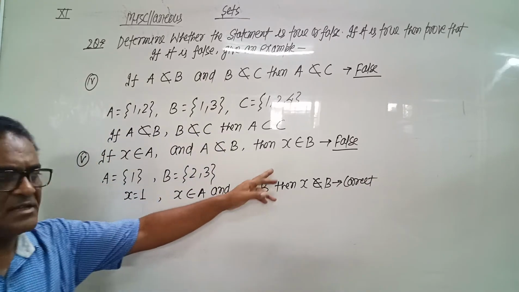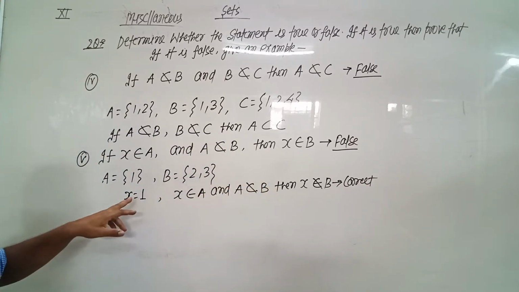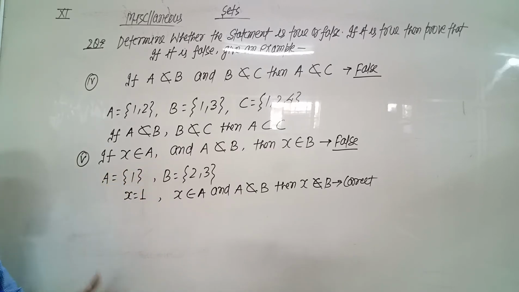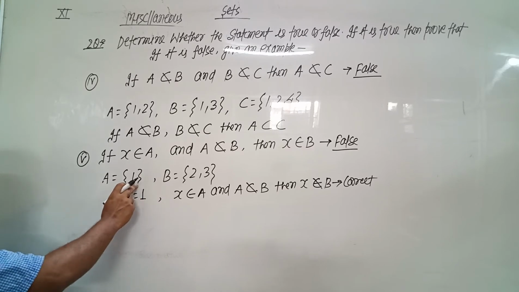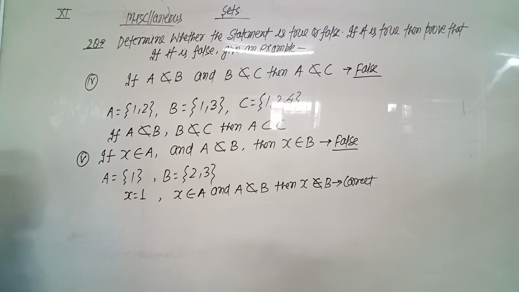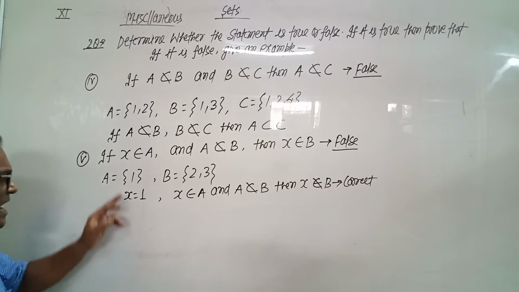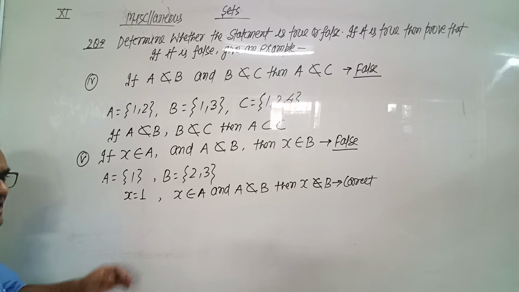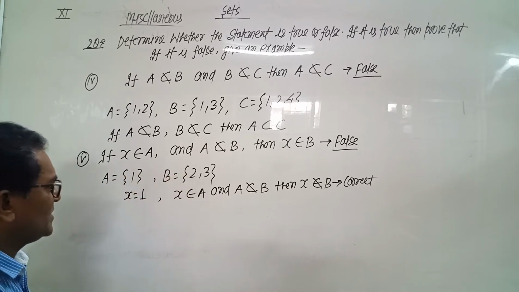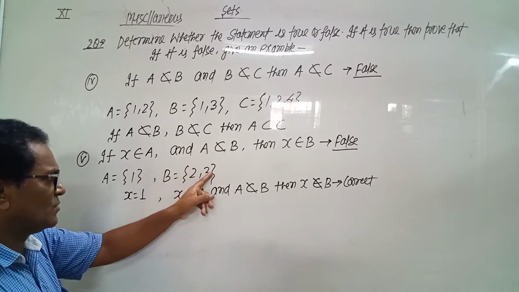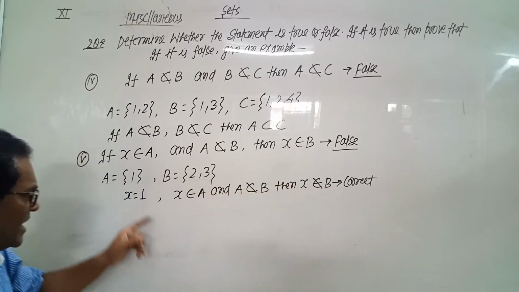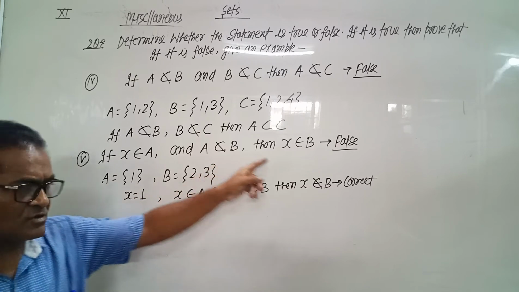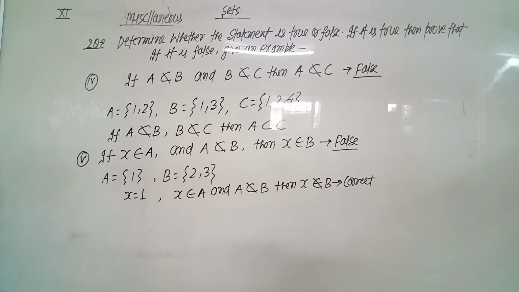So this statement is false, because in set A we have taken 1 and X is 1, so X belongs to A, and A is not a subset of B, because every element of A is not available in B. Then X belongs to B means 1 belongs to B, but 1 doesn't belong to B. So this statement is false.